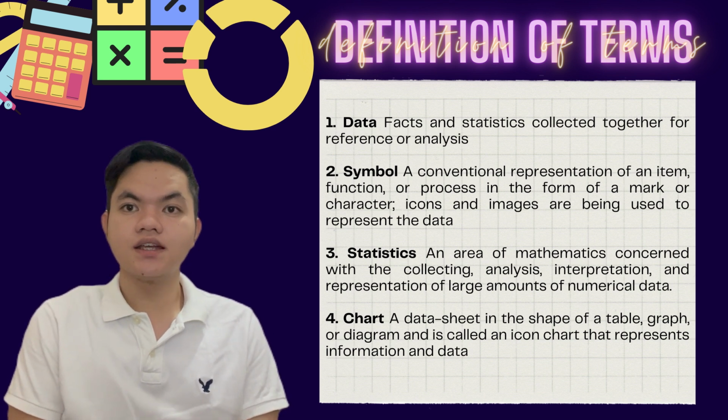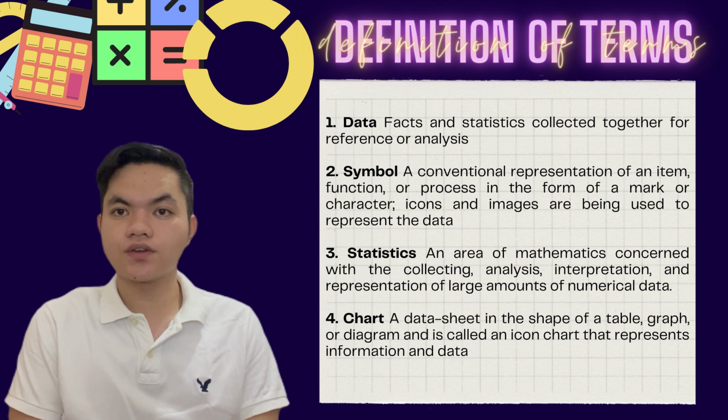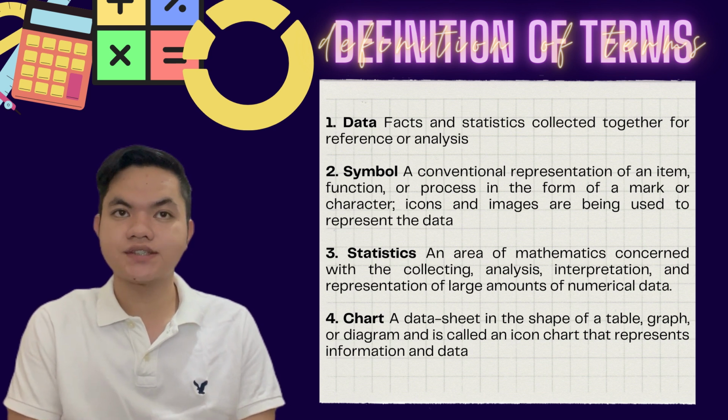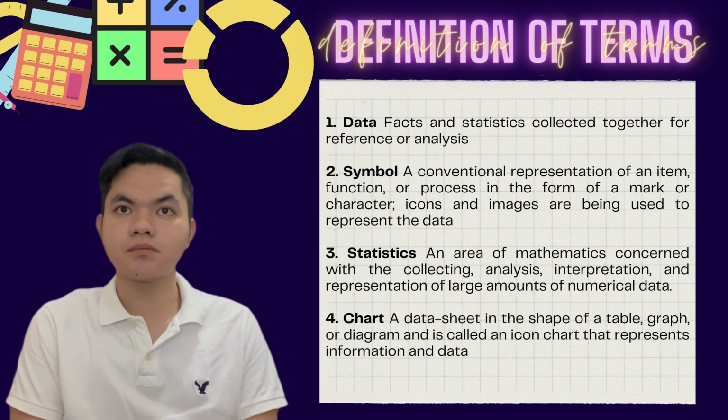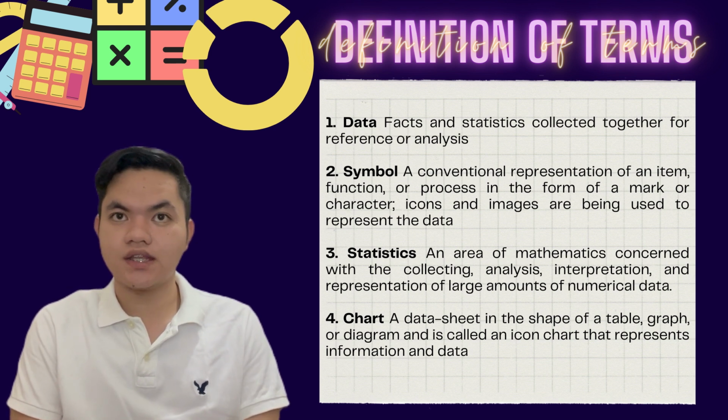First is data. Data are facts and statistics collected together for reference or analysis. Second is symbol. It is a conventional representation of an item, function, or process in the form of a mark or character. Icons and images are being used to represent the data.